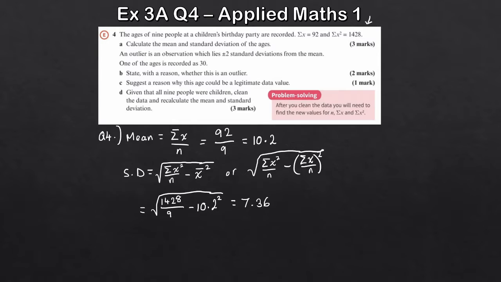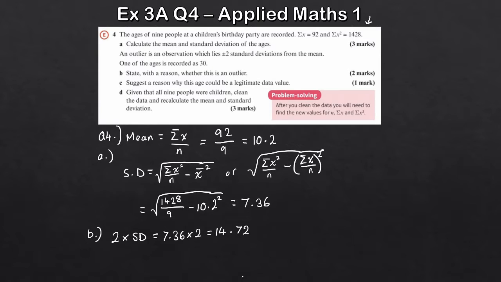whether this is an outlier. The important thing here is the information that we're given before that. We're told an outlier is an observation which lies plus or minus 2 standard deviations from the mean. So what we're going to do is times our standard deviation by 2 and then consider it from our mean there, 10.2. It might be a bit easier if we demonstrate this. 2 times the standard deviation gives us 7.36 times 2. So what's that? Well, that's going to be 14.72.